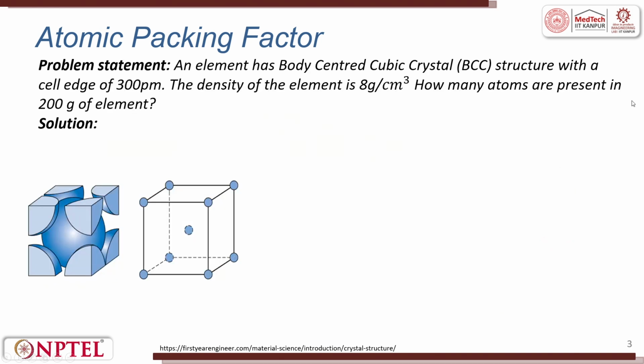Let me directly come to the problem statement and let us try to solve it. The statement says an element has a body centered cubic crystal, that is BCC, with a cell edge of 300 pm. The density of the element is 8 grams per centimeter cube. How many atoms are present in 200 gram of the element? It is so simple here.